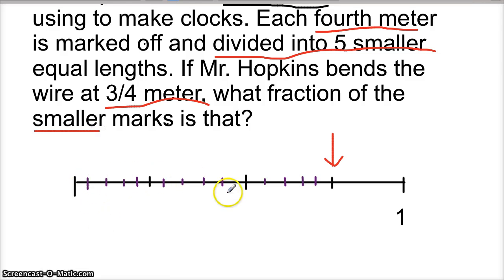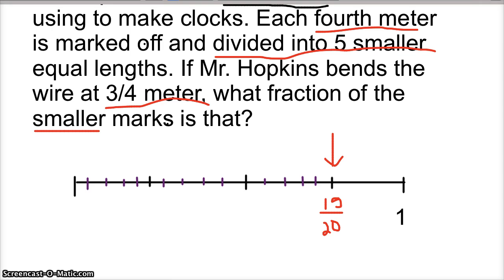So basically I need to figure out how many smaller marks that would be out of the total number of smaller marks. So if each one of these is 5, 1, 2, 3, 4, 5, then that makes this 10, which makes this 15. So there's 15 out of how many would that be altogether if I had 5 more marks? 20. So 15/20ths is the answer.